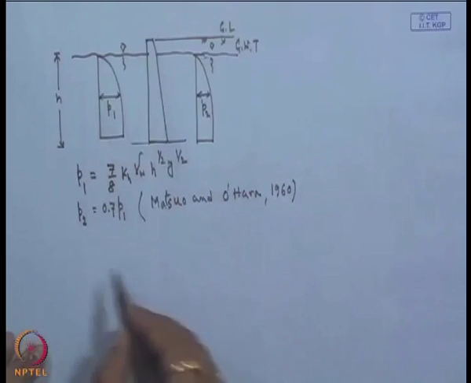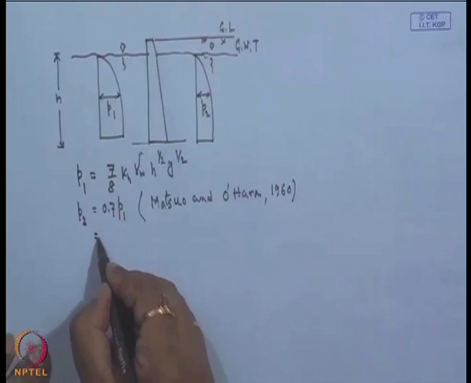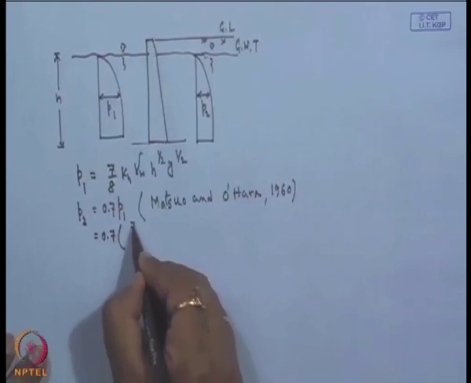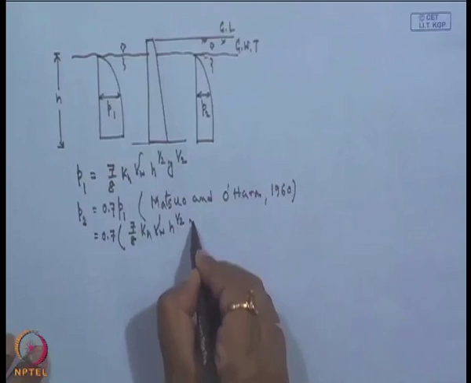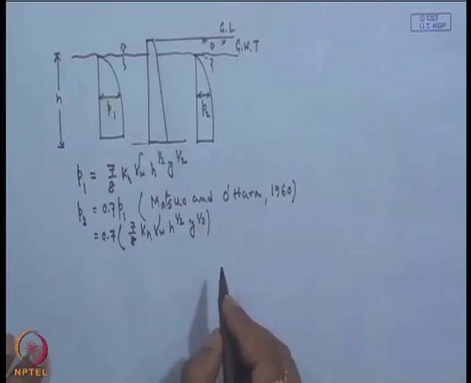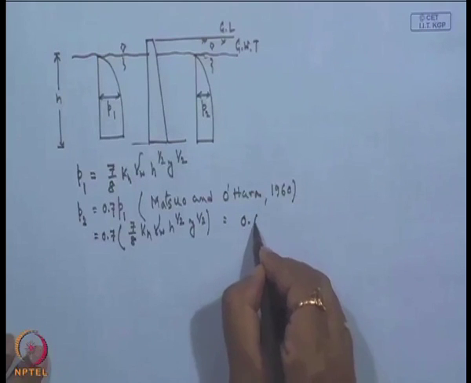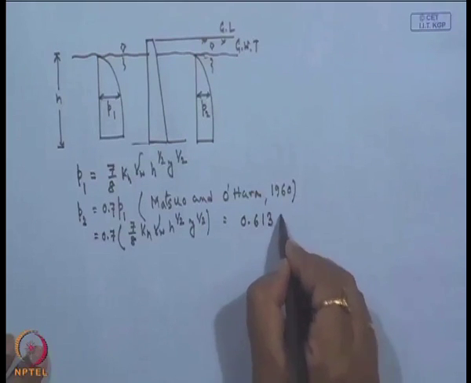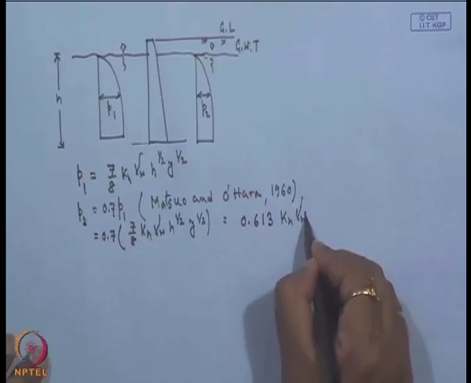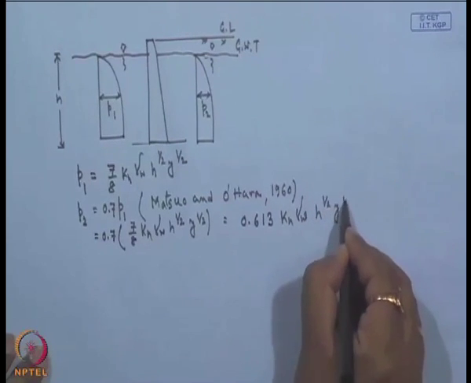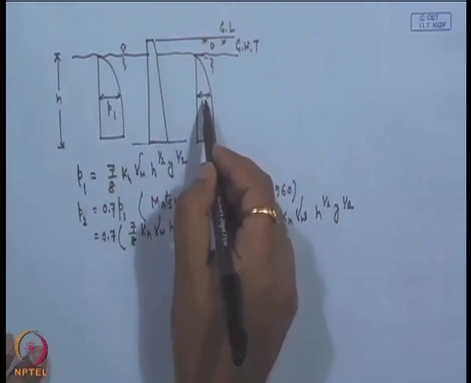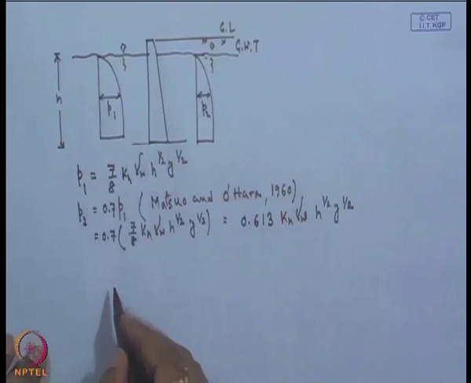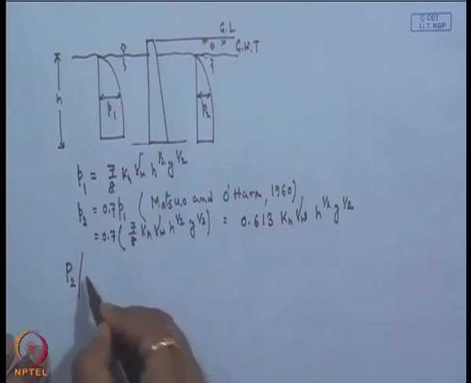Now, if this expression is applied, P1 is 7/8 k_h γ_w h^(1/2) y^(1/2), so this value will be approximately 0.613 k_h γ_w h^(1/2) y^(1/2). Now, if we integrate this, we will get the total hydrodynamic force applied by the water within the soils.